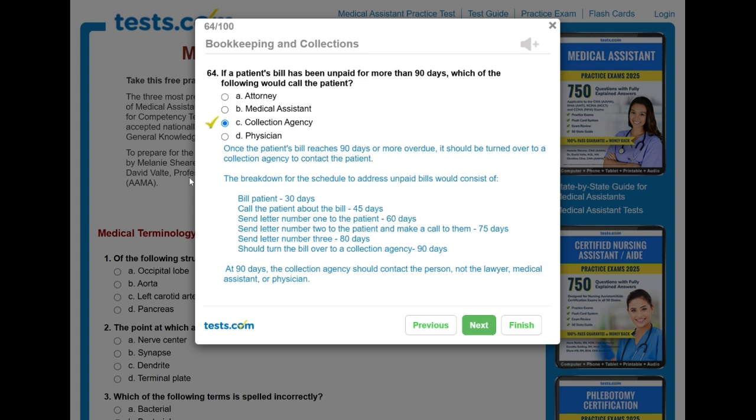C. Collection agency. Once the patient's bill reaches 90 days or more overdue, it should be turned over to a collection agency to contact the patient. The breakdown for the schedule to address unpaid bills would consist of: bill patient; 30 days, call the patient about the bill; 45 days, send letter number 1 to the patient; 60 days, send letter number 2 to the patient and make a call to them; 75 days, send letter number 3; 80 days, should turn the bill over to a collection agency; 90 days. At 90 days, the collection agency should contact the person, not the lawyer, medical assistant, or physician.